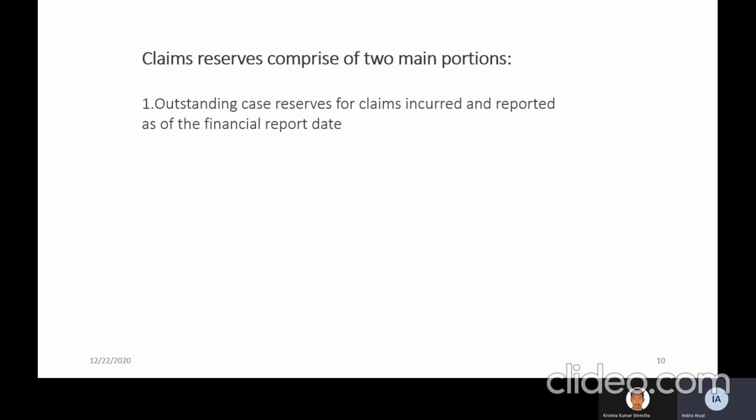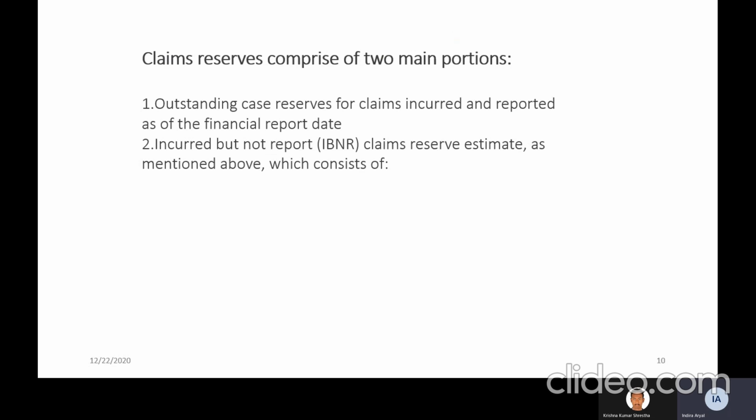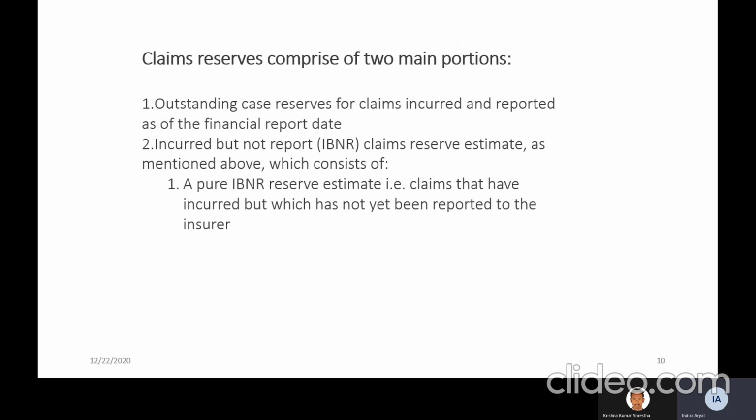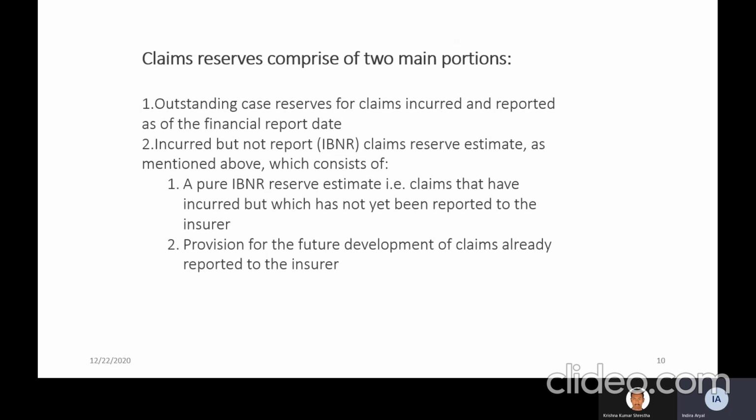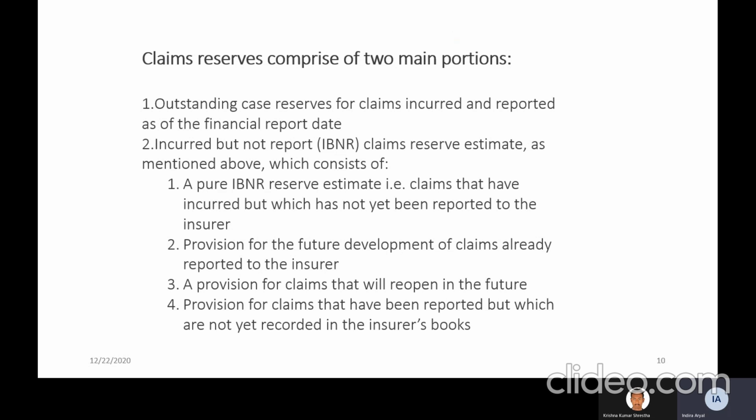And the next one is that claim reserves comprise mainly two portions. One is outstanding case reserves, and the second one is the IBNR claim reserve estimate. Outstanding case reserve is for the claims incurred and reported as of the financial report date. Similarly, the IBNR reserve estimate, as mentioned above, consists of a pure IBNR reserve estimate, for claims that have been incurred but have not yet been reported to the insurer. And the second one is a provision for the future development of claims already reported to the insurer. Then a provision for claims that will reopen in the future.